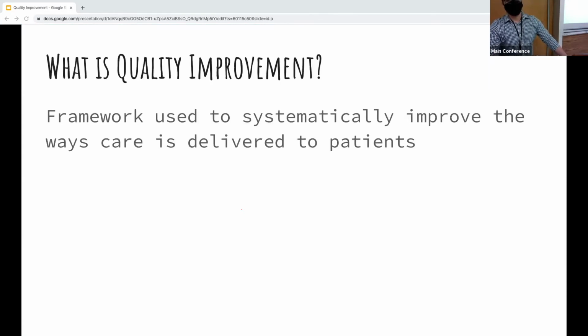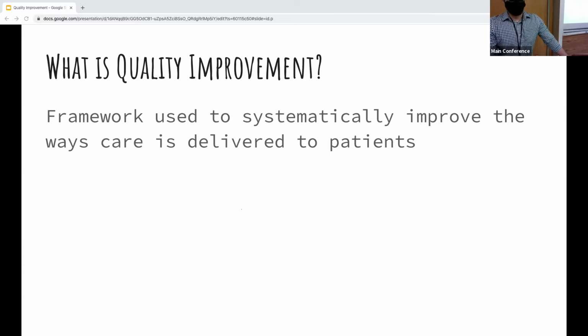What is quality improvement? Simply, it's a framework that we use to systematically improve the ways of delivering care to our patients. This is meant to help the patients, to help the outcomes, to improve the system that we're working in, and also to help ourselves work in a better environment to make ourselves also less burnt out.